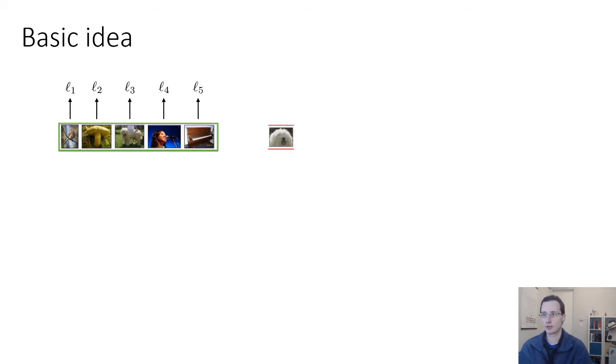And then we have our test image, and our test image has an unknown label. So what we're going to have to figure out is which of these training images has the same label as our test image. That's the basic problem that we're going to be solving during adaptation. And the way that we're going to do this is we're going to have some neural network that featurizes each of these images, that basically embeds each of these images into some feature space, and we'll call that network phi.